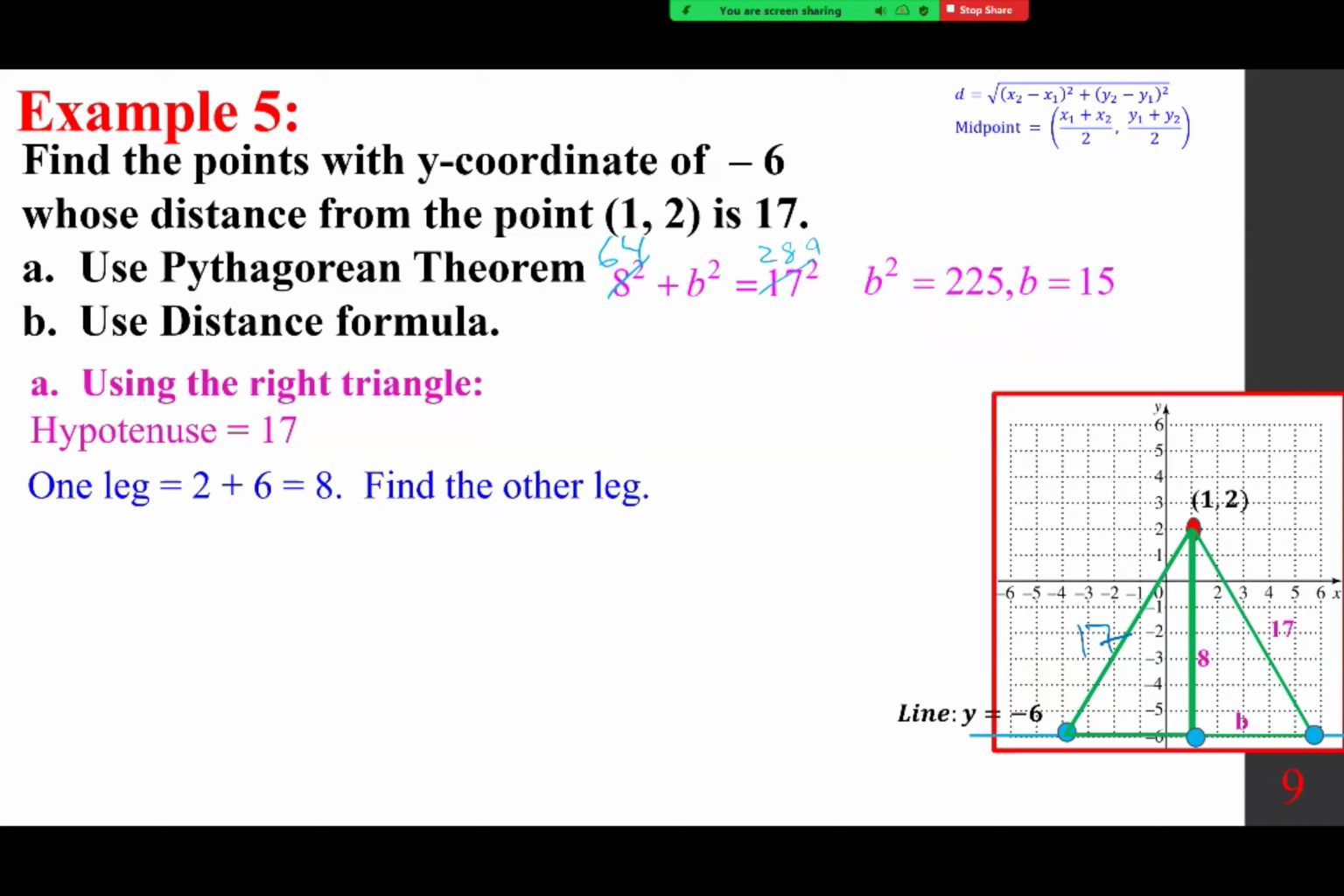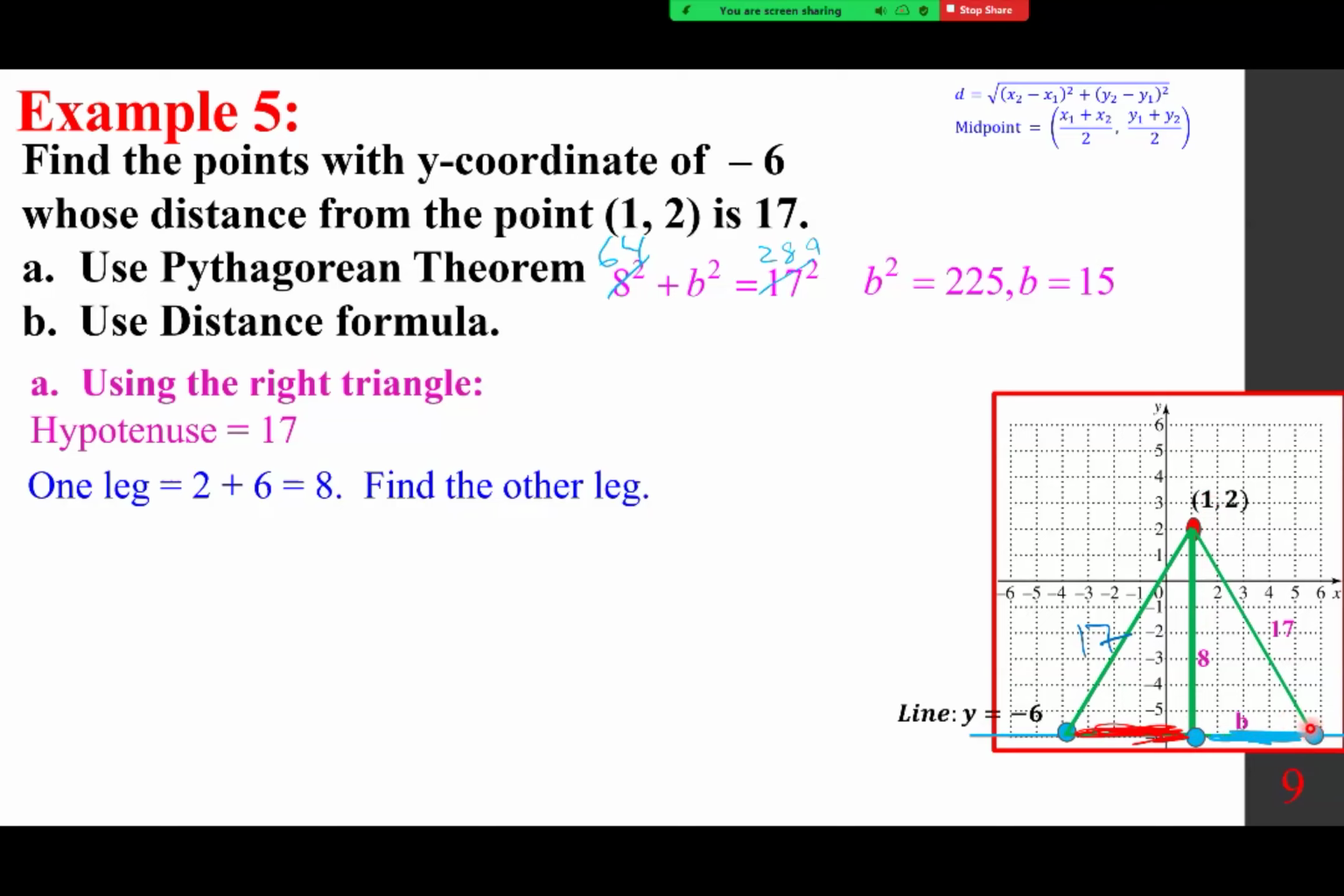So this distance b is 15. And so is this distance, right? So think about this. Now this point right here has the same x coordinate as this one. So the x coordinate for this point is 1. And you are going to go 15 units to the right, 15 units to the left.